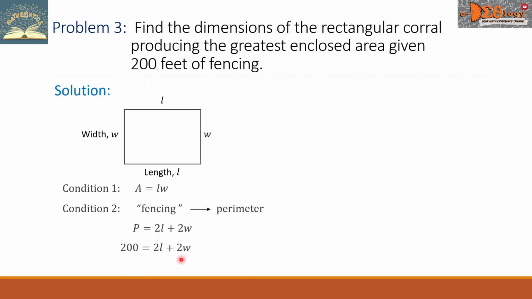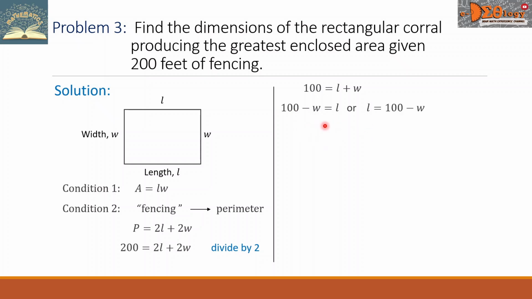Let us simplify our equation by dividing by 2. So we get now 100 equals L plus W. Let us isolate now the L. This W we transpose to the left. So we get 100 minus W equals L. Or we can interchange the position. L is now on the left equals 100 minus W. This value of L we're going to substitute to equation 1, the area.